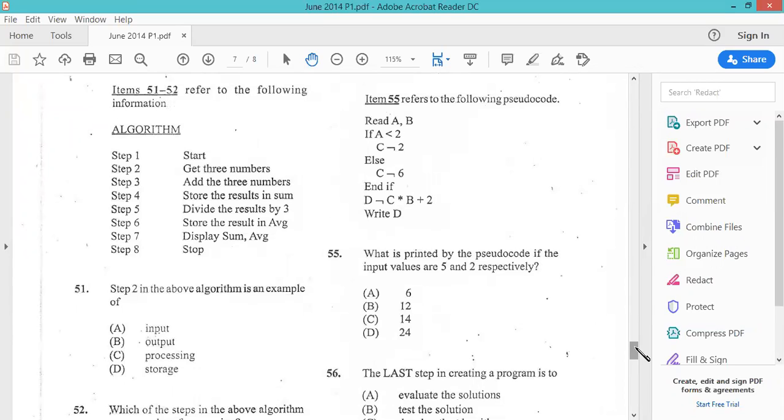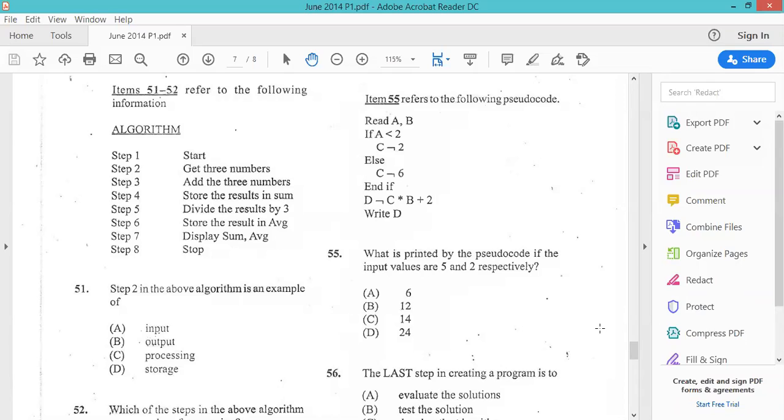55. What is printed by the pseudocode if the input values are 5 and 2 respectively? All right, so this 55 is referring to right here. So you have to look at the pseudocode right here to answer the question. So if the input is 5 and 2, what would be the answer? And this very same question was on the last paper. Guys, just plug in the 5 and the 2.